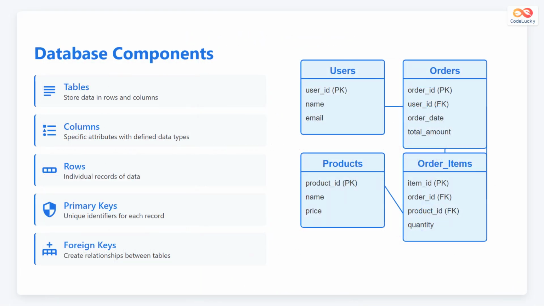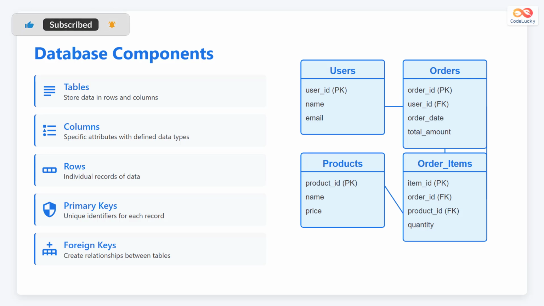Let's explore the key components of a SQL database. Tables are used to store data in an organized manner, using rows and columns. Columns represent specific attributes within a table, and each column has a defined data type, such as text, number, or date. Rows represent individual records of data, with each row containing values for all the columns in the table.